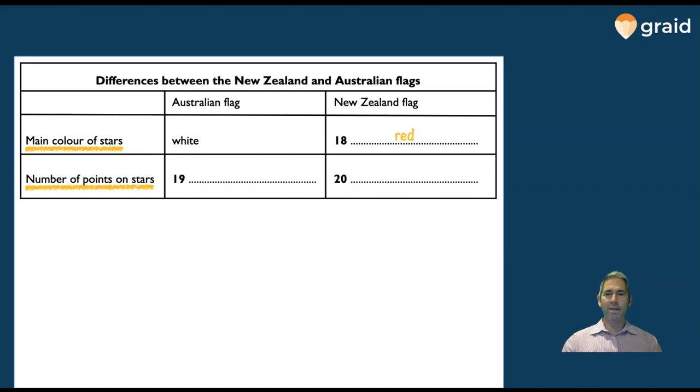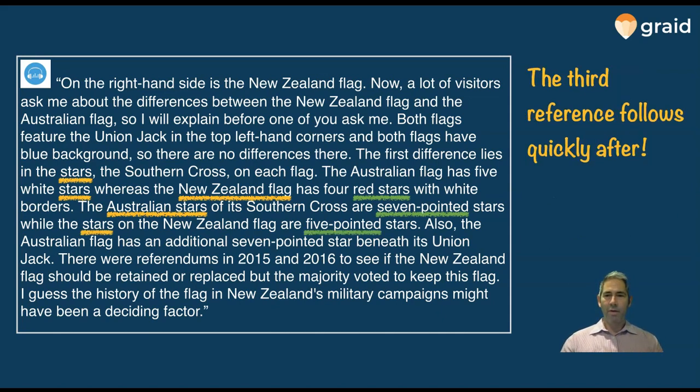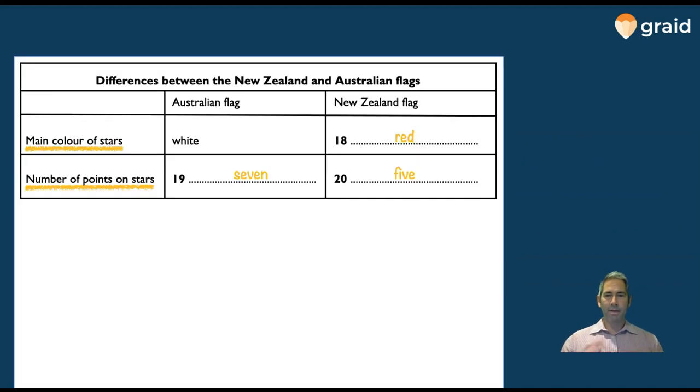Now, the number of points on the stars. So maybe you were listening out for points, number of points, maybe stars again. Now, this is where the information does come quickly, so just keep making your notes on your answer paper. The Australian stars of its Southern Cross are 7-pointed stars, while the stars on the New Zealand flag are 5-pointed stars. 7 and 5. Hopefully you got those answers correct. I just wanted to give you an opportunity to make your own predictions.